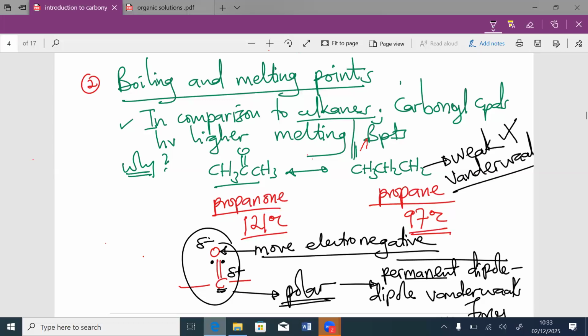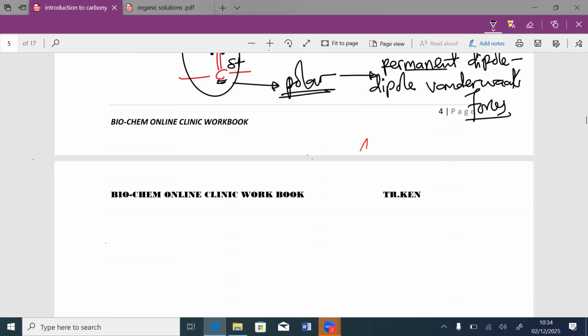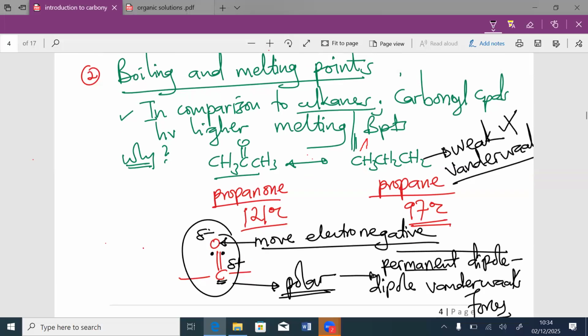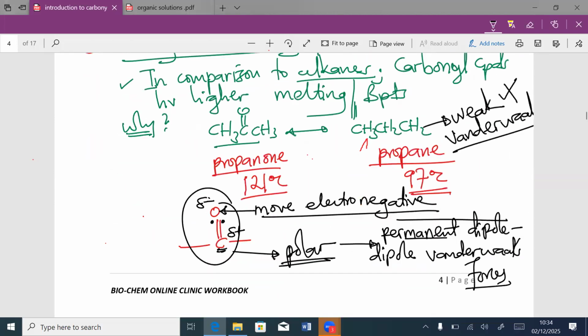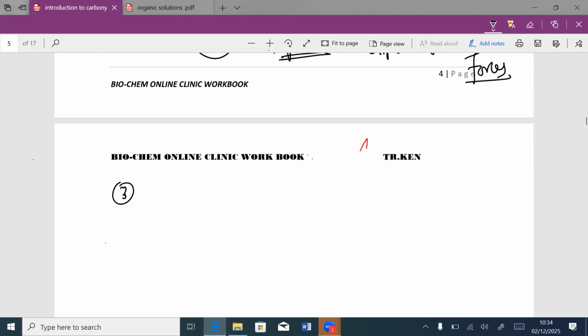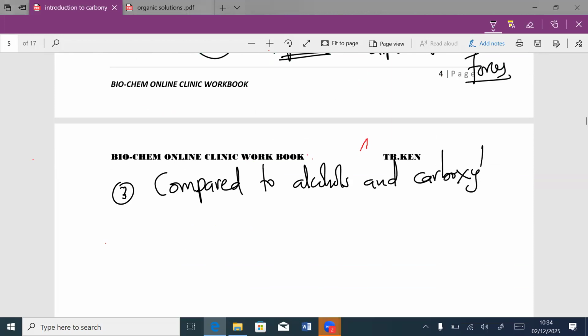Okay? Then we are now comparing the melting and boiling points of these carbonyl compounds compared to alkanes. But this time, is it 2 or 3? Let me look at that. This is 3. So compared to alcohols and carboxylic acids.